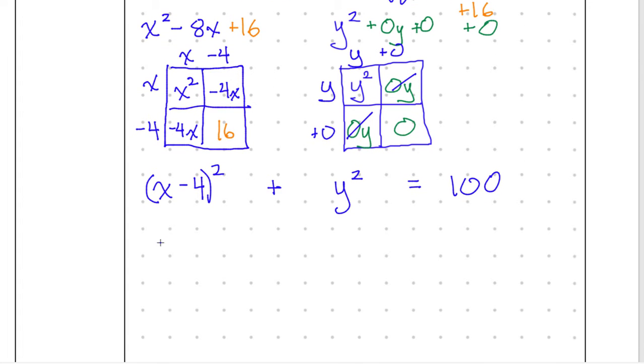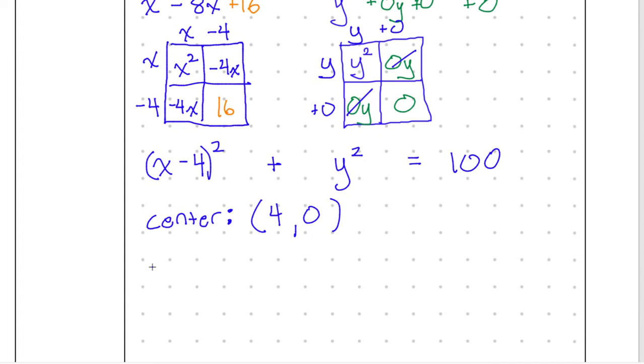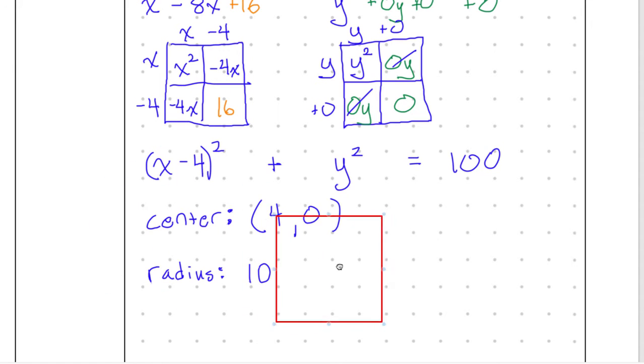Now I have to find the center and the radius. The center is going to be something comma something. I take the opposite of negative 4, I get a positive 4. I take the opposite of 0, and it's 0. So the center is 4 comma 0. And finally, the radius. The radius is going to be the square root of 100. The square root of 100 is 10. The radius is 10. That is our final answer. Box it.